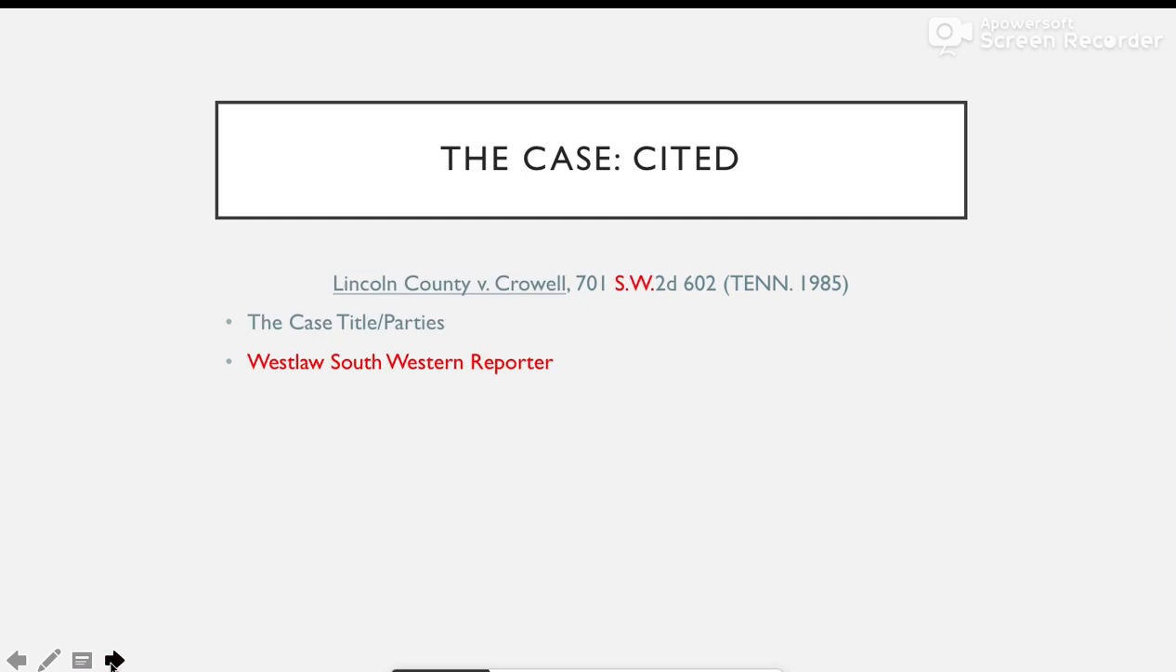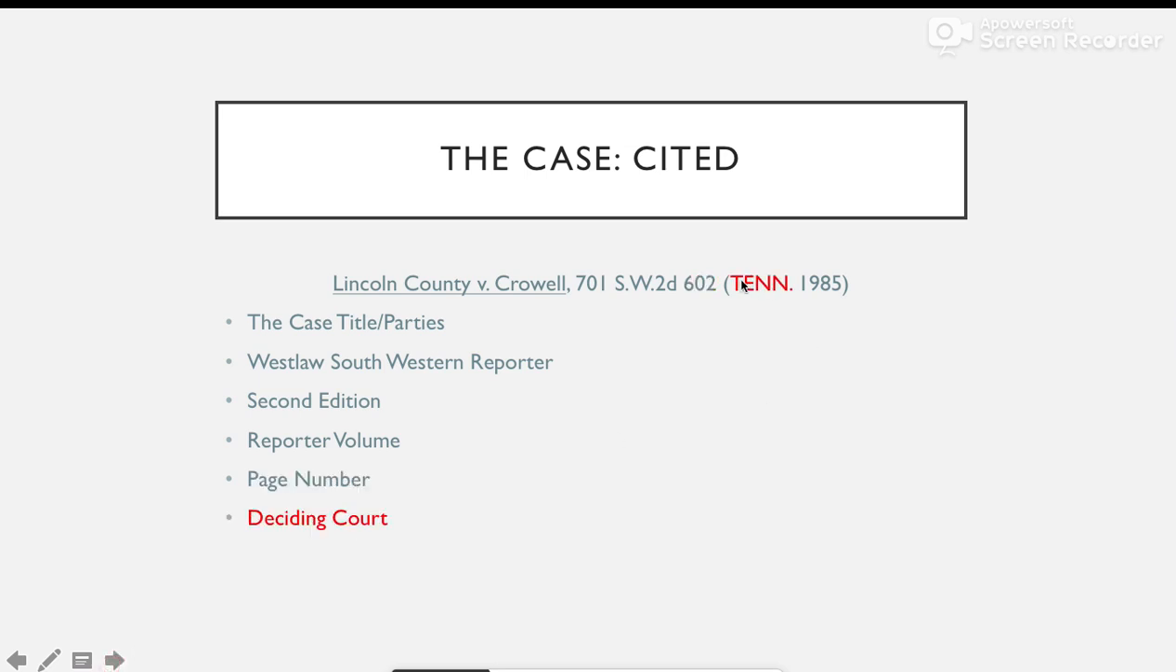Next, we see that this is in the Southwestern Reporter, the Westlaw Southwestern Reporter. It is in the second edition, and it is volume 701. So that's the actual physical book. If you're using the book volumes, you would use volume 701. And it's on page 602, meaning that it starts on page 602 of that volume.